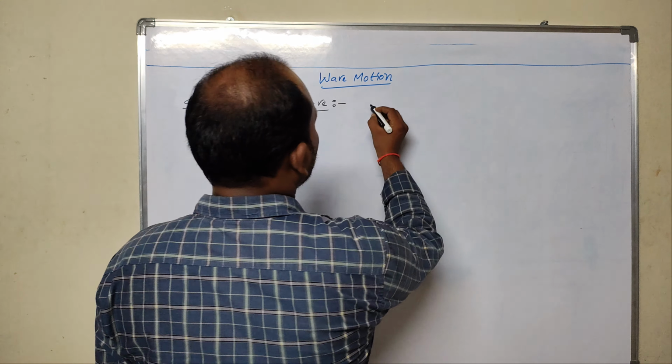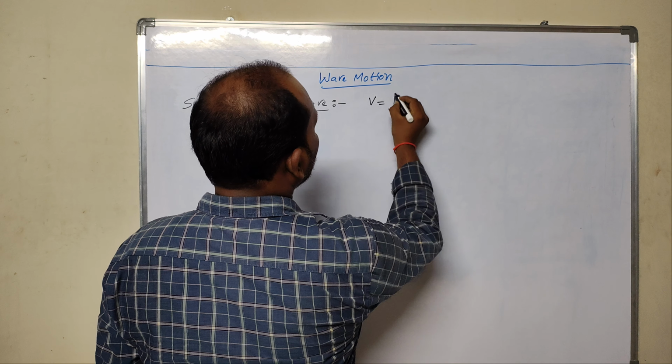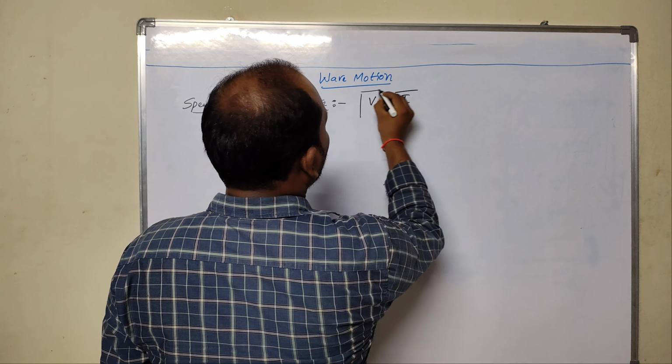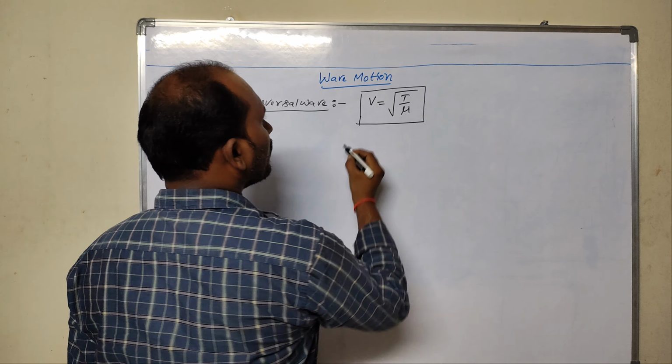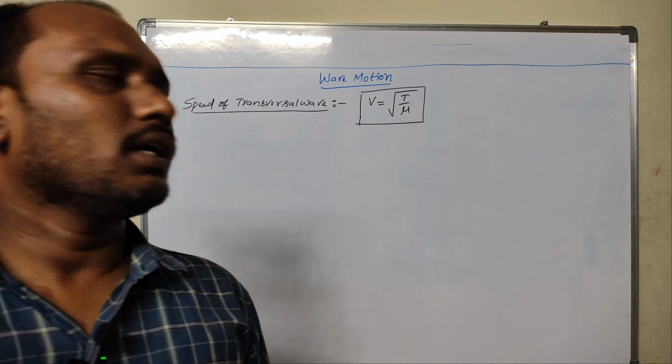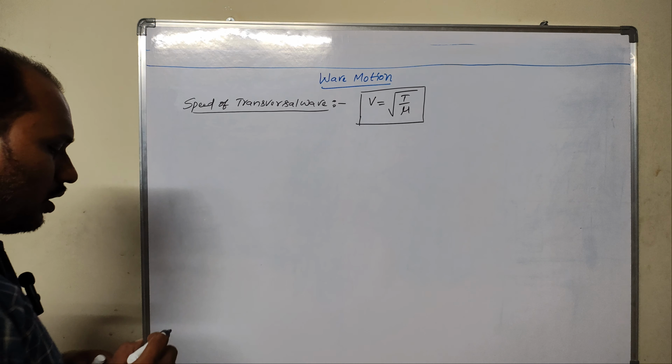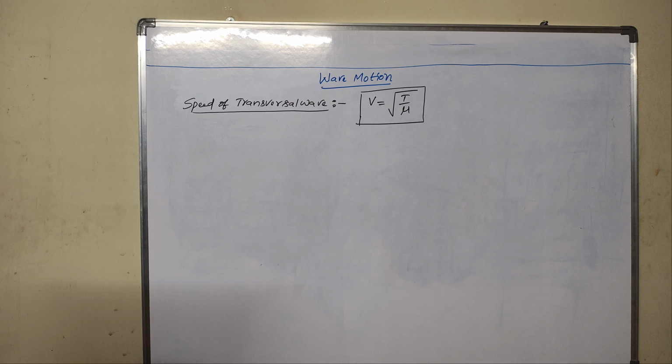We want to derive this equation: v is equal to root of T by mu. First, I want to learn about what is meant by mu.